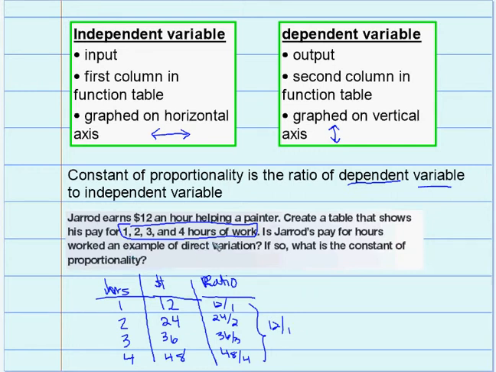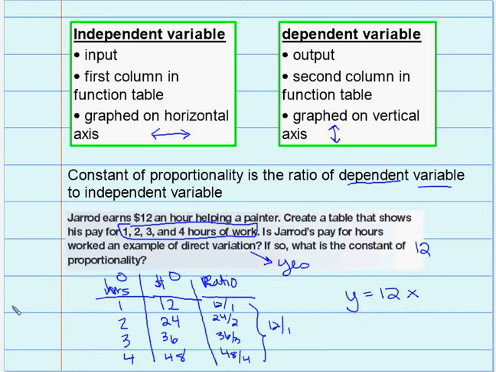So, is this direct variation? Well, what happens if you put 0 in here? 0 hours, 0 pay. So it would include the origin. So is it direct variation? This would be yes. What is the constant of proportionality? It would be 12. And if we had to write an equation, what would we write? We would write y equals the constant of proportionality, 12, times x, your input.